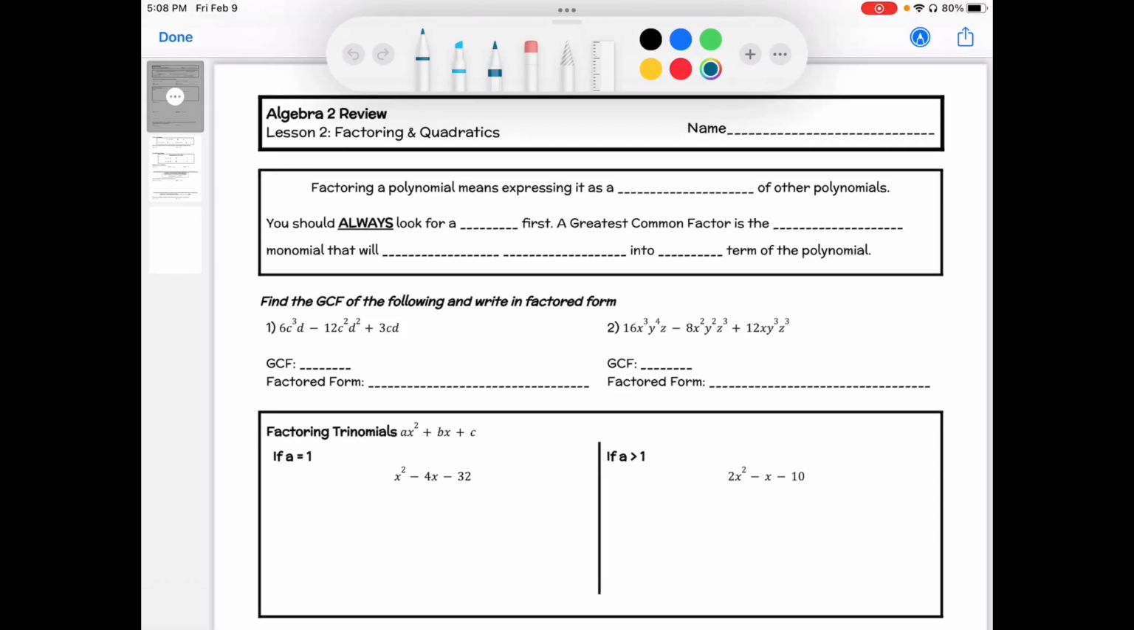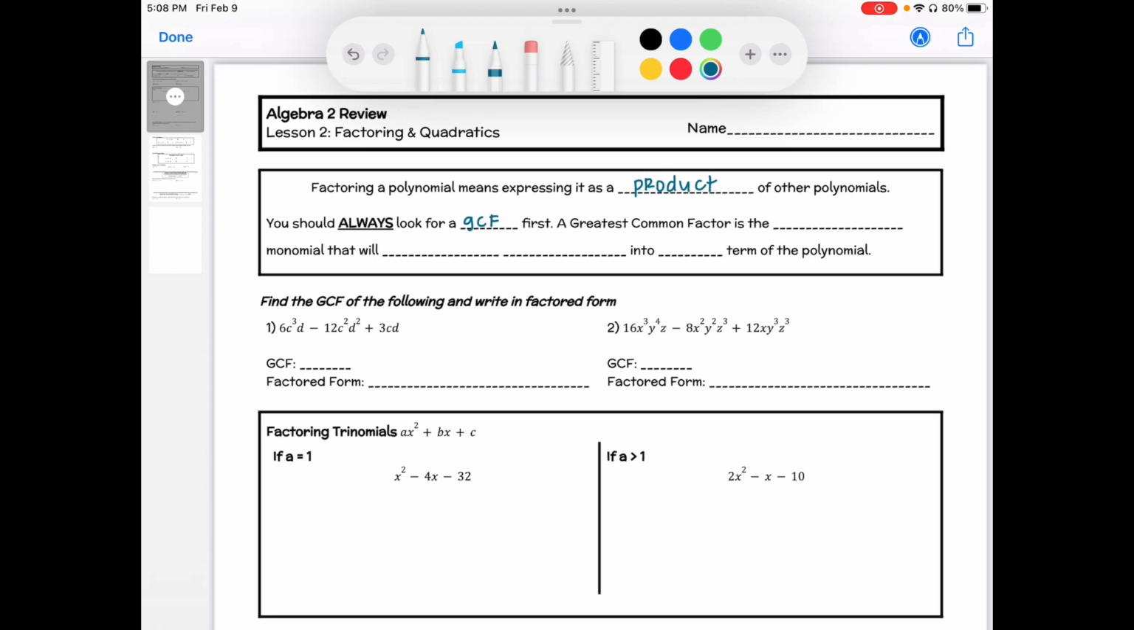All right, so for lesson 2, we're going to be talking about factoring and quadratics. So factoring a polynomial means expressing it as a product of other polynomials. So you should always look for a GCF first. Remember that stands for greatest common factor.